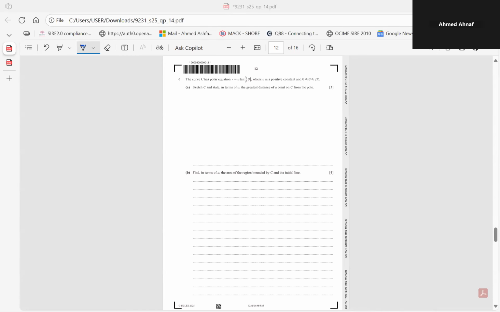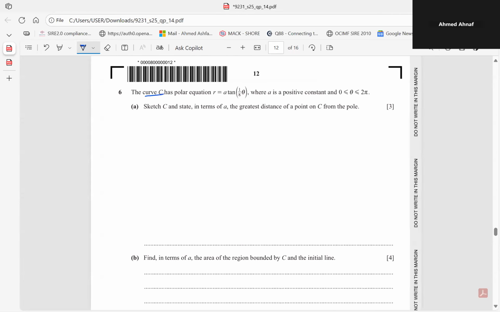Okay, so for this question, we're told that the curve C has this polar equation, r equals a tan(θ/8), where a is a positive constant and θ is between 0 and 2π. So for the first part, we have to sketch C and state in terms of a the greatest distance of a point on C from the pole.